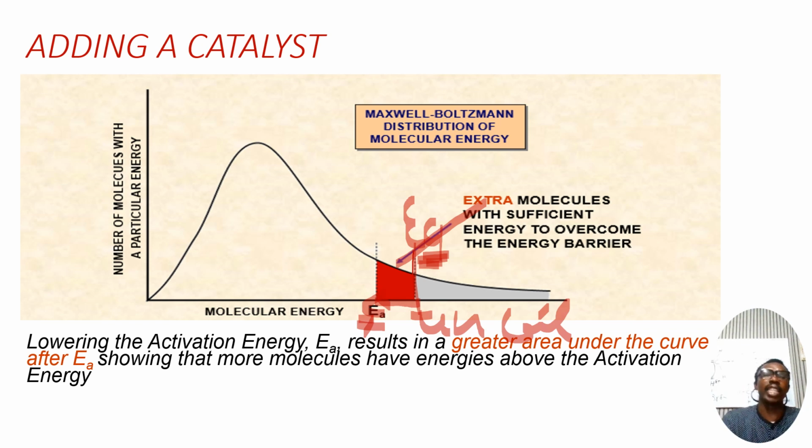So you should be able to sketch a Boltzmann distribution curve explaining the effect of a catalyst on the rate of chemical reaction, how catalysts affect the rate of chemical reaction by lowering the activation energy, resulting in a greater area under the curve after the normal activation energy for the uncatalyzed reaction.